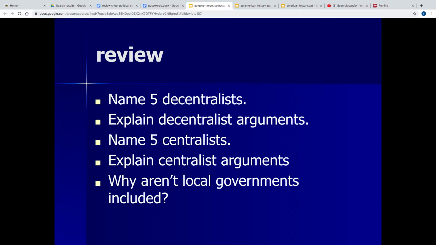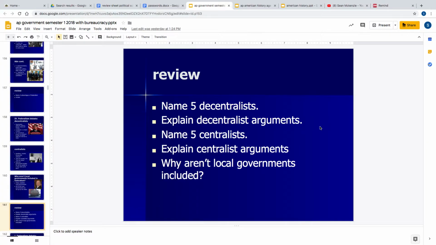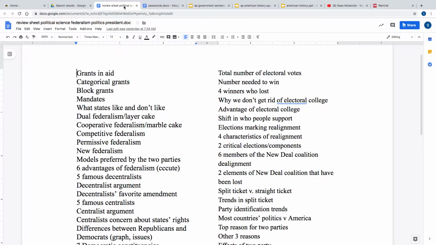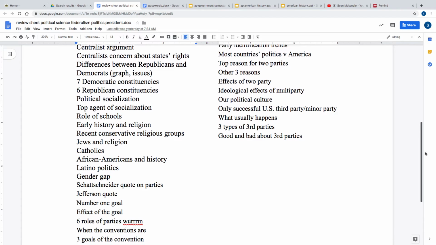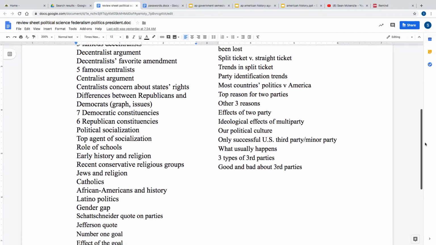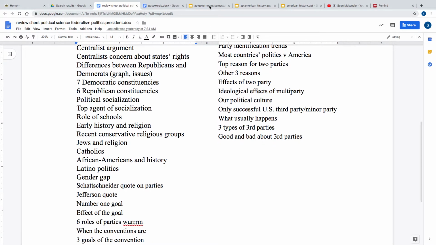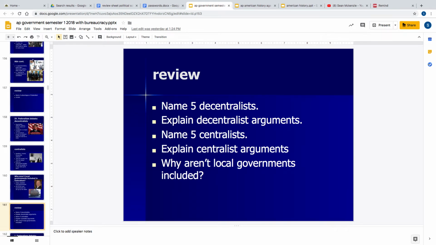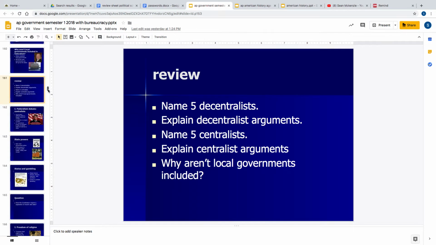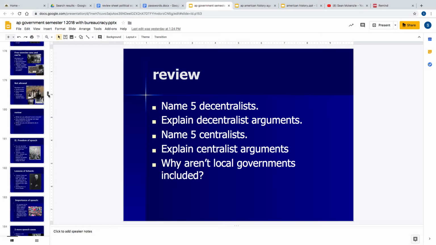All right, so let's then go to the review sheet. So that gets us all the way down here. And then we go to the political stuff, and then to the parties. So let's go over here and work our way down to, are you a Democrat or a Republican?